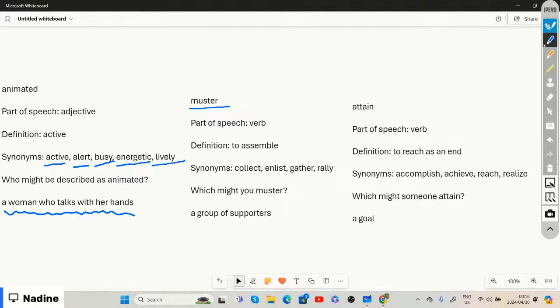So we said muster, the part of speech of muster is a verb. The definition of muster is to assemble. Now we get to the synonyms of the word muster, which are words with the same meaning or almost the same meaning: collect, enlist, gather, or rally.